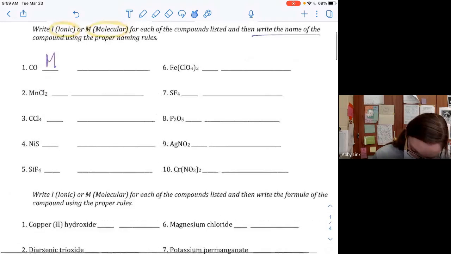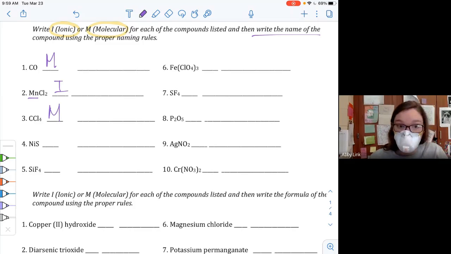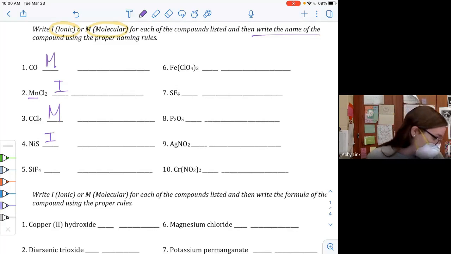Okay, and then I need to look at number 2 and say Mn is a metal and Cl is a nonmetal, so this is ionic. For number 3, I have CCl. Carbon and chlorine are both nonmetals, so this is molecular. For number 4, Ni, that's a metal, so this has to be ionic. Number 5, SiF4. Si and F are both nonmetals. They're to the right of that staircase, so this has to be molecular.